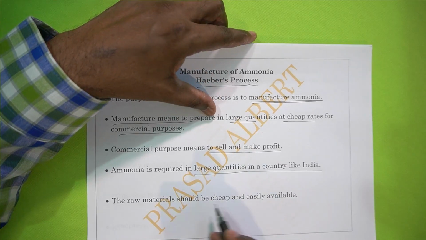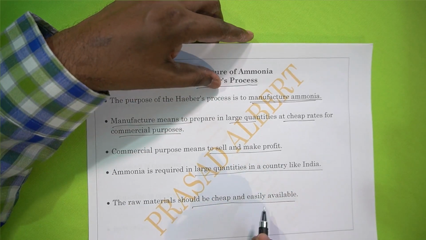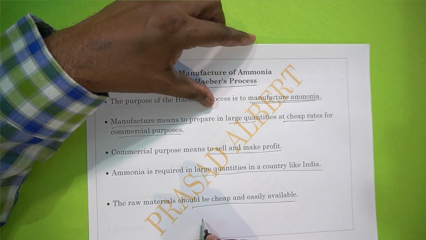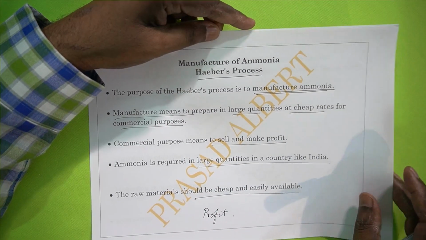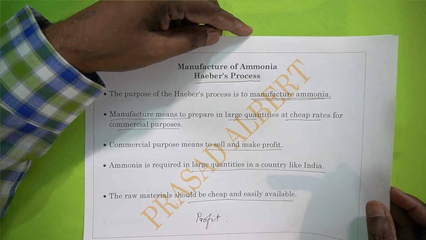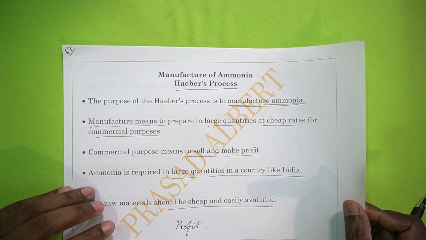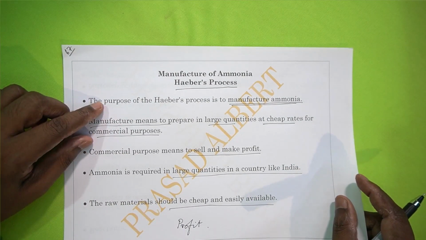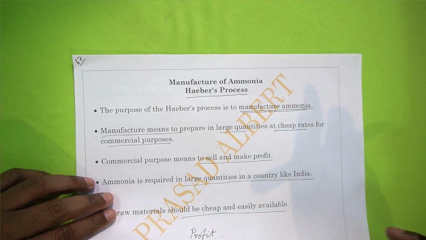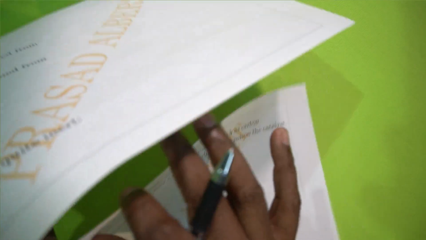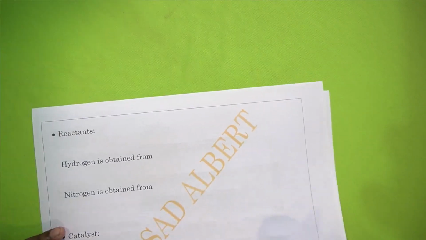The raw material should be cheap and readily available. Why? Then only we can make profit. When it is cheap, then we can sell it cheap, so the agricultural products will also be cheap, the crops will be cheap. Therefore, ammonia has to be manufactured at cheap rates. That is a necessity of our nation. Now let us see how we can do that.